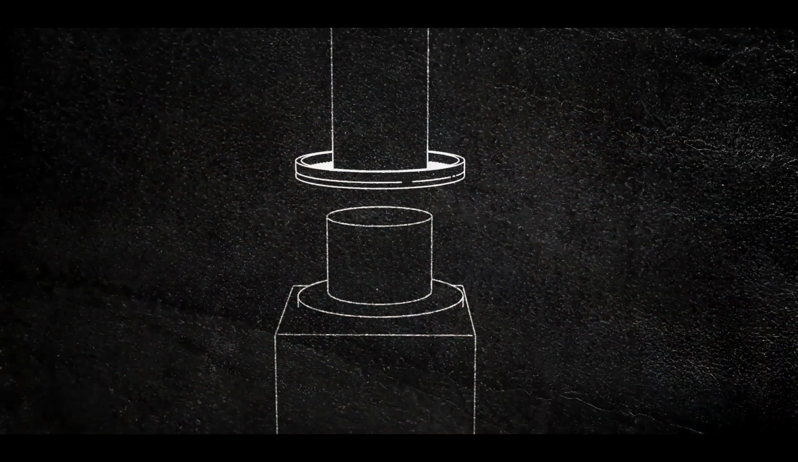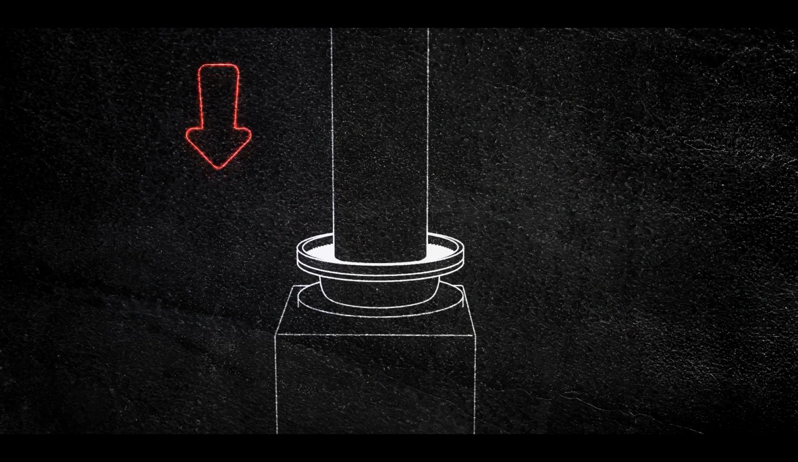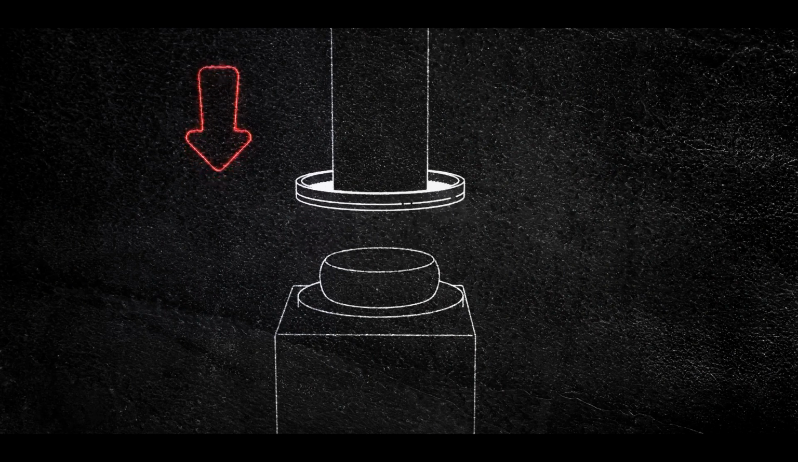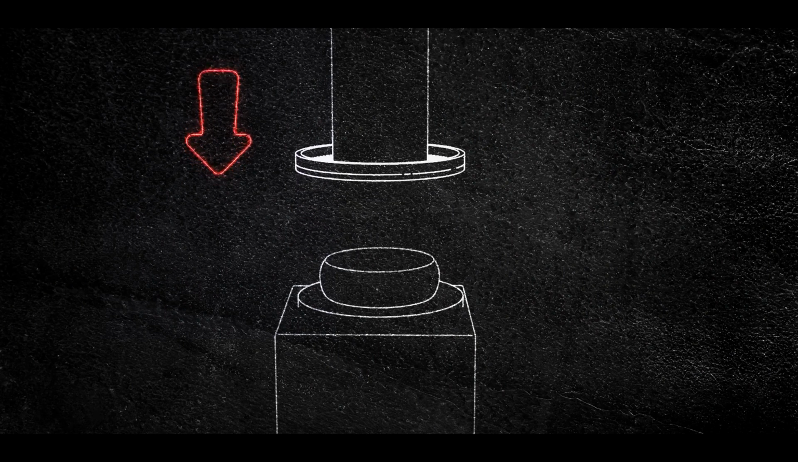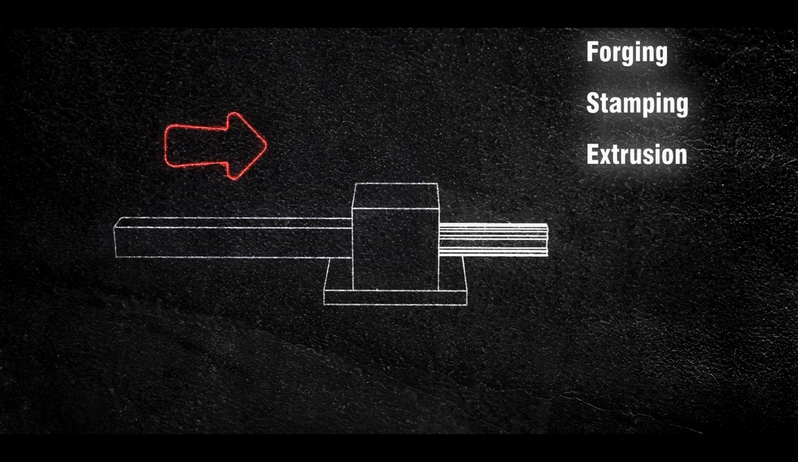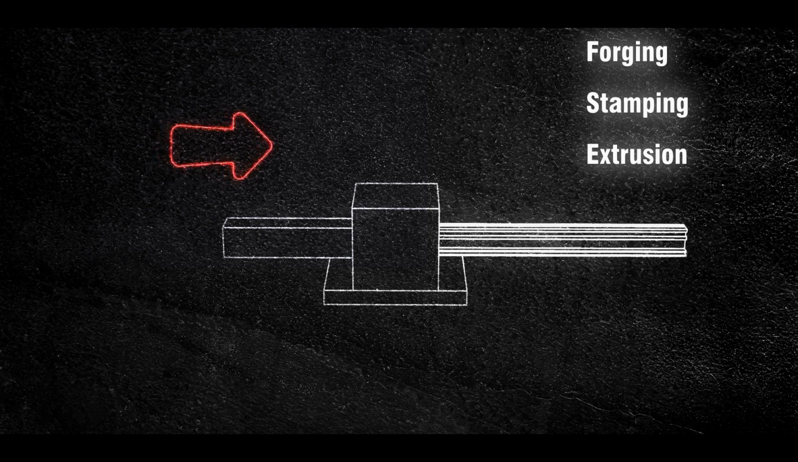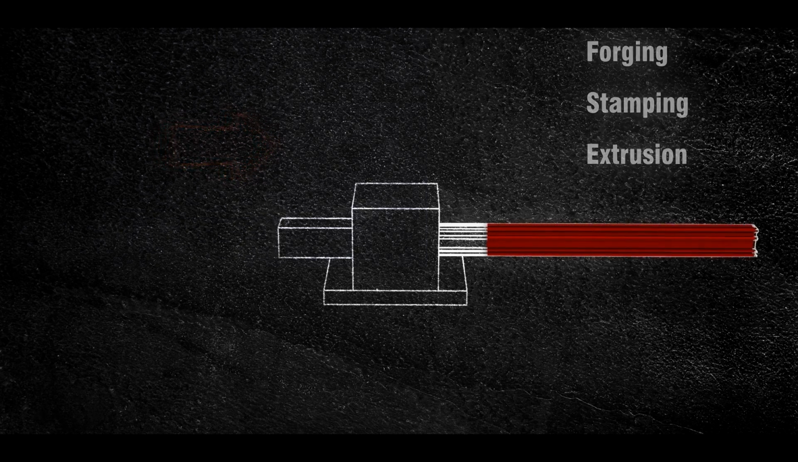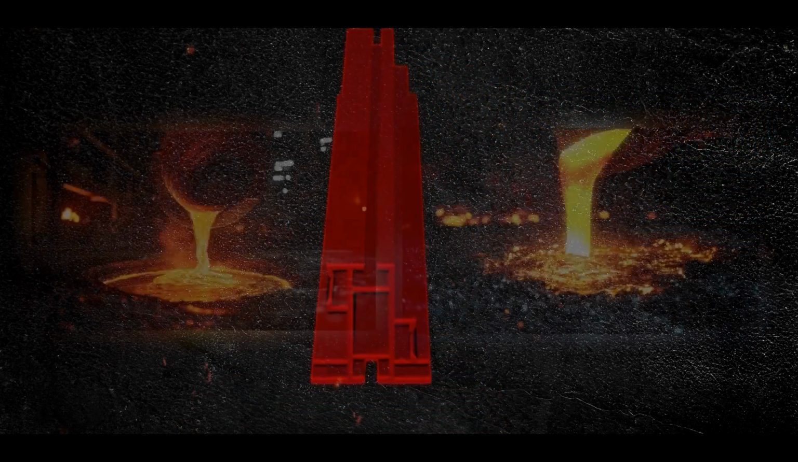Another traditional manufacturing technique is forming, where a block of material undergoes changes in its dimensions when subjected to external forces. This method involves processes such as forging, stamping, and extrusion, where the material is shaped by applying compressive or tensile forces. Forming is highly efficient for producing parts with specific geometric features and mechanical properties.